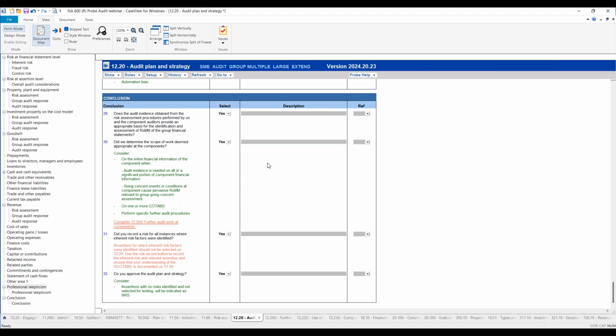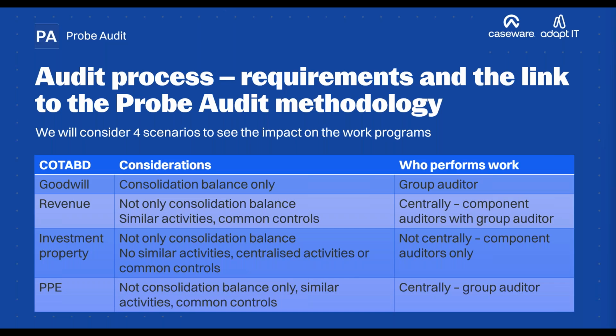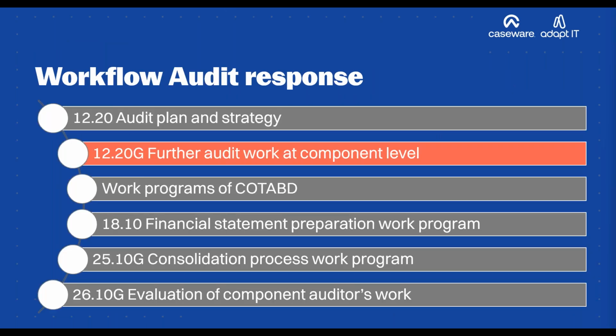Right, so that's then the audit plan and strategy. Now, for each of these accounts, I said that there's that link back to 1220G, further audit work. So let's have a look then at what 1220G asks of us. So that's further audit work at component level.